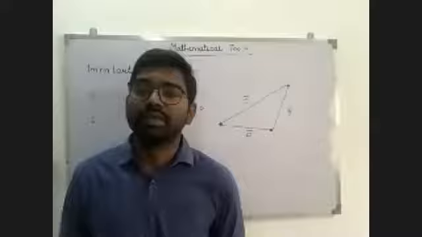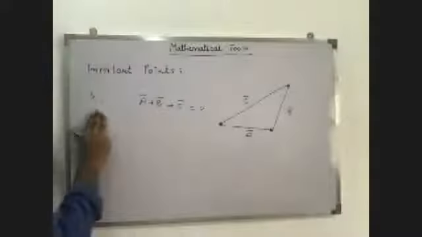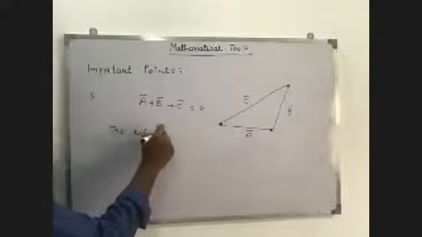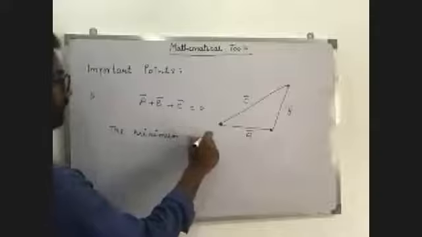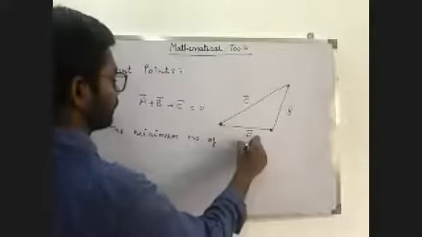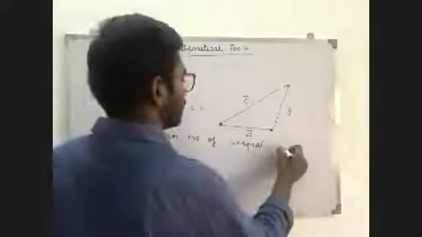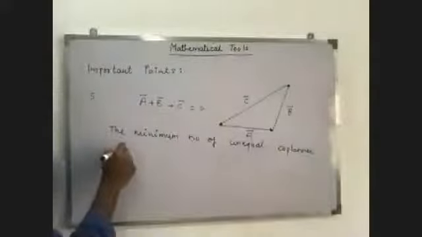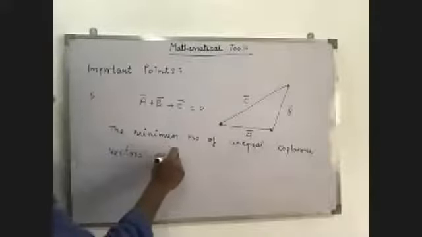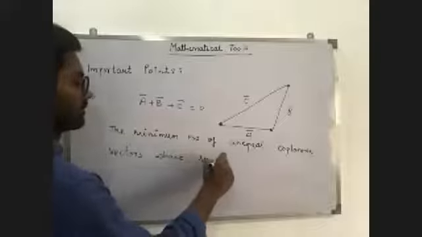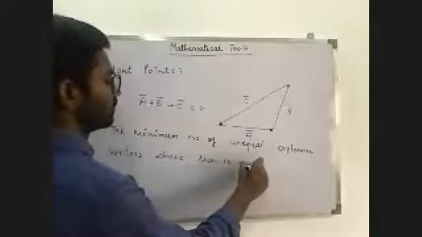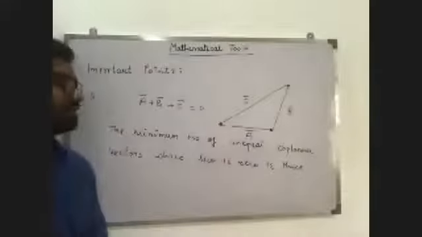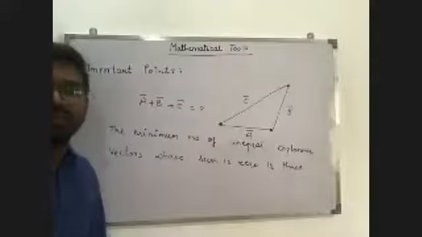The minimum number of unequal coplanar vectors whose sum is 0 is 3. This is the fifth point, and you can draw this diagram. Fifth point, everyone noted?